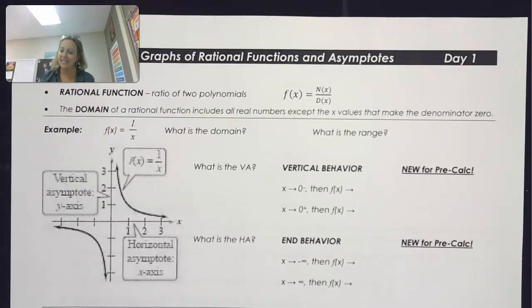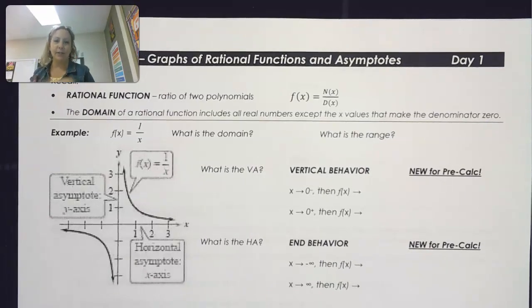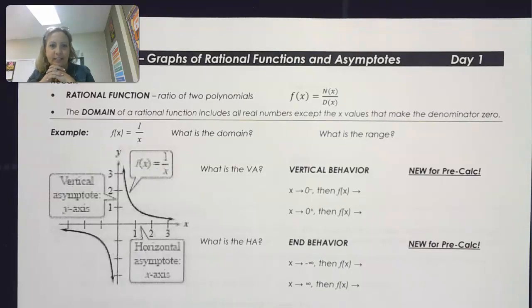Hello. Today I just wanted to make a little video on 2.6, kind of 2.7-ish. But today we're going to focus on what would be in 2.6 in your text, which is graphs of rational functions and asymptotes. So a lot of this will be review, and we're going to spruce it up a little bit with some new things for pre-calc.